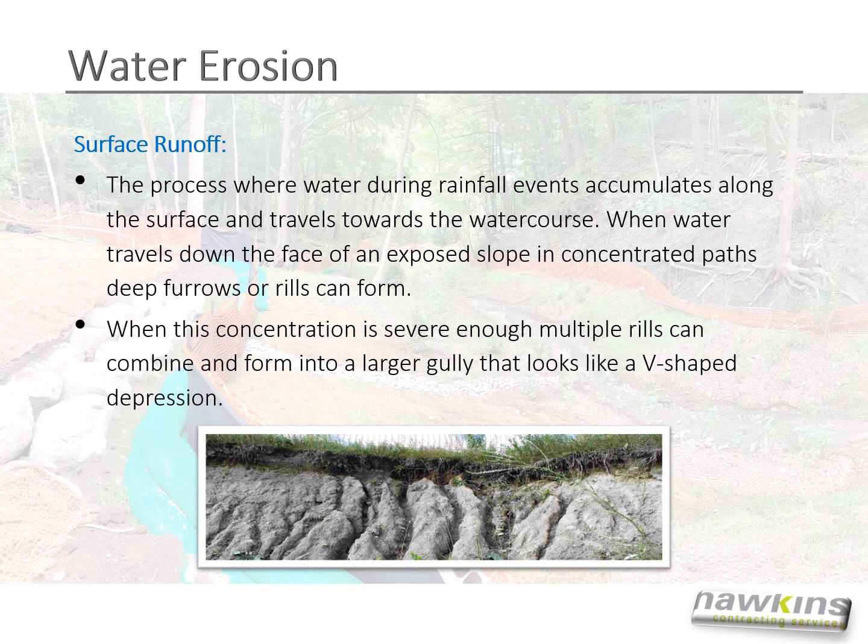Surface runoff is the process where water during rainfall events accumulates along the surface and travels toward the watercourse. When water travels down the face of an exposed slope in concentrated paths, deep furrows or rills can form. When this concentration is severe enough, multiple rills can combine and form into a larger gully that looks like a V-shaped depression.